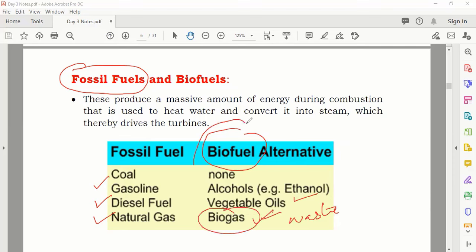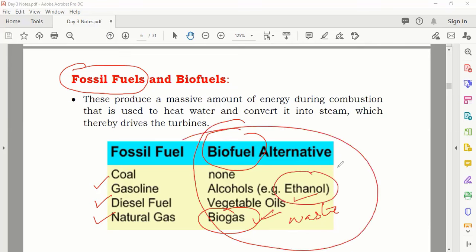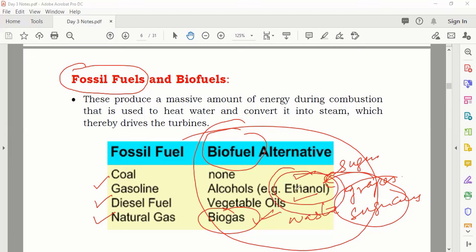So these are biofuels. And alcohol, you can produce alcohol from sugar, and any fruit which has sugar you can convert into ethanol. For example, grapes, you can convert them into alcohol. Sugar cane, you can convert into alcohol. So alcohol is produced, and this alcohol is used as a fuel. In some countries, instead of petrol, the cars are working on ethanol. So that is known as biofuel.